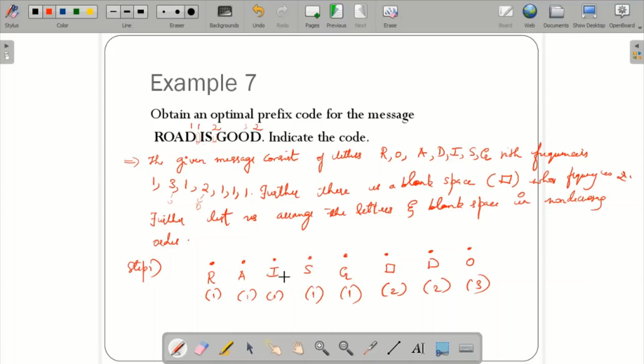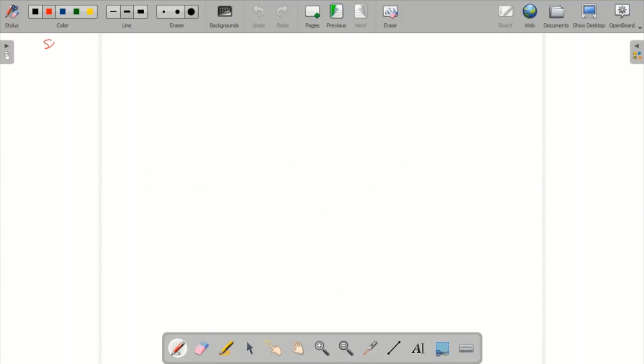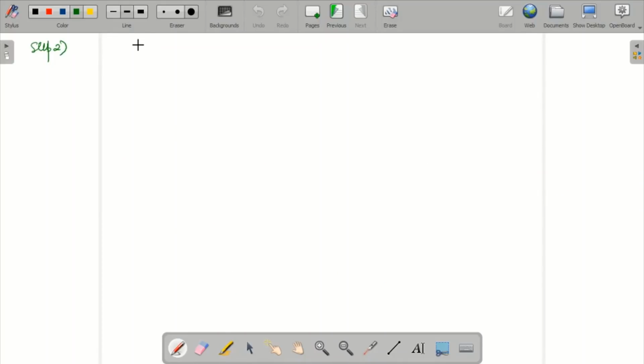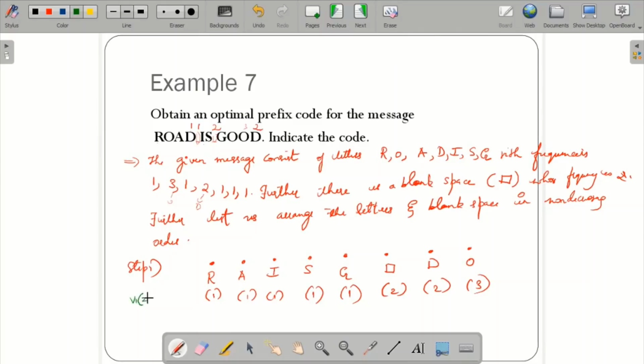Next, again repeating the similar steps we solved in the previous problem, from this step 1, step 2 would be the combination of these forming one vertex. The lowest are R and A, so we have to find V1, whose sum would be 2. This is 2, right? So where do we have to place that V1? At the end, after this D.